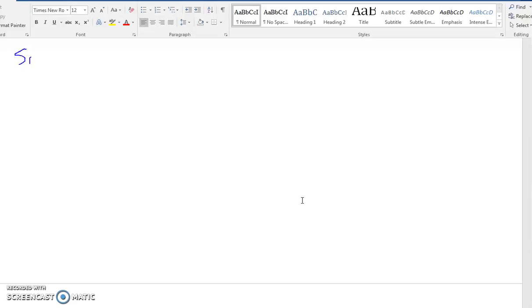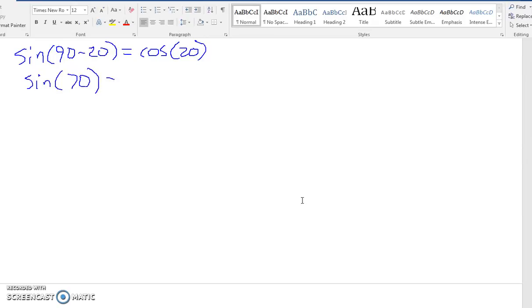So we say sine of 90 minus, let's say, 20 degrees equals cosine of 20 degrees. We're not super familiar with the idea of 20 degrees, but 20 is what I'm filling in for theta. And just to simplify again, we have sine of 70 equals cosine of 20. So I want you to think about that a second.